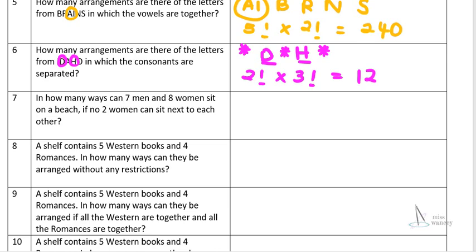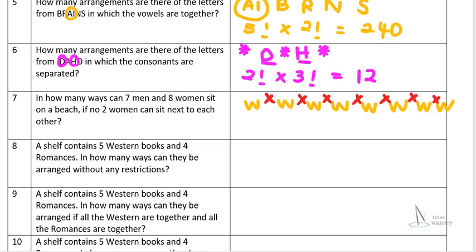In how many ways can 7 men and 8 women sit if no 2 women can sit next to each other? So we must separate the women. So the women are 8: 1, 2, 3, 4, 5, 6, 7, 8. And then since I need to make sure that no two women can sit next to each other, I have to write the men. So the men can be here, here, here, here, here, or here. So 1, 2, 3, 4, 5, 6, 7.